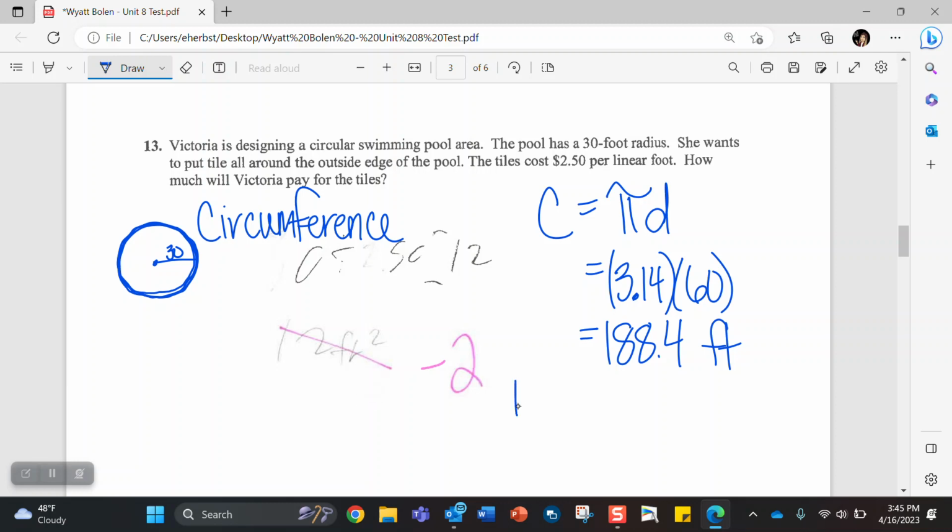So now we're going to take 188.4 and multiply that by 2.50. If we have 188.4 feet around the outside edge of the pool, and it's $2.50 per linear foot, then we multiply that by 2.50 and we get $471.